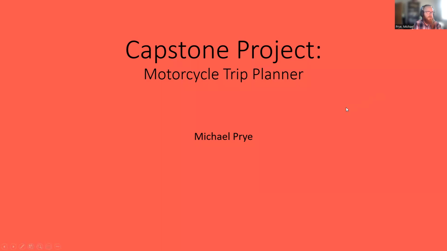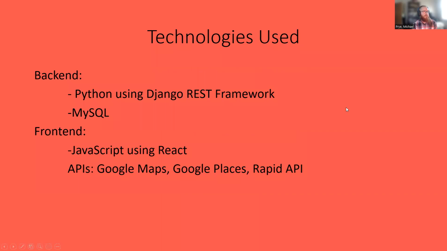And for the technologies that I used for this project, for the backend, I used Python using the Django REST framework and MySQL for the database. For the front end, I used JavaScript with the React framework. And for the APIs, I used Google Maps, Google Places, and the Rapid API.